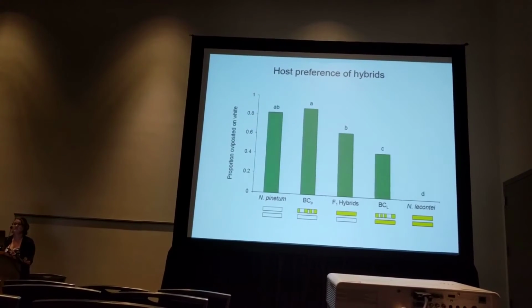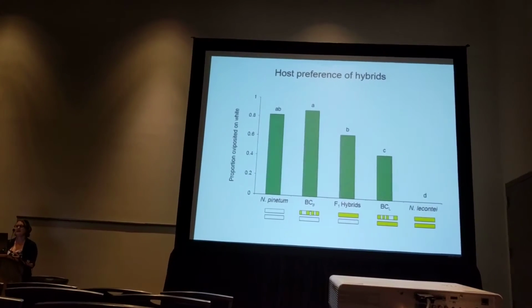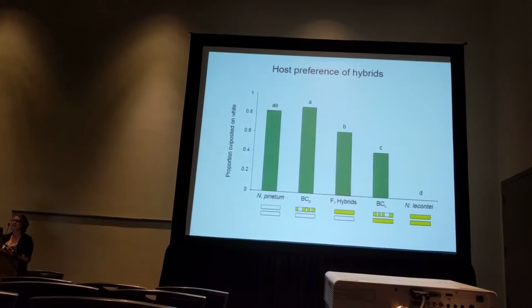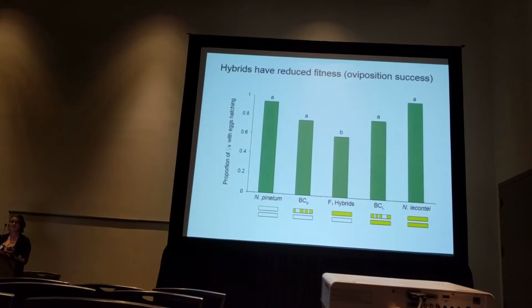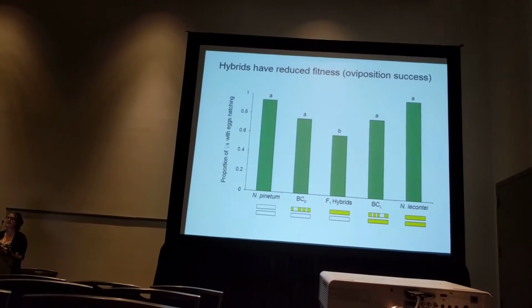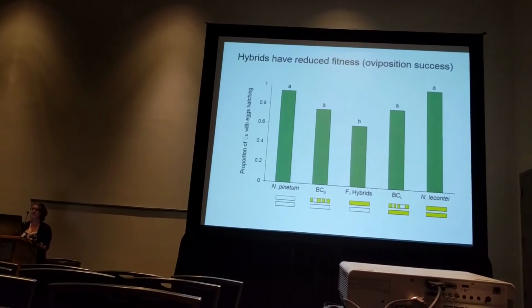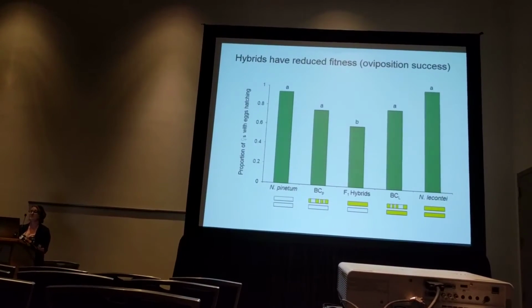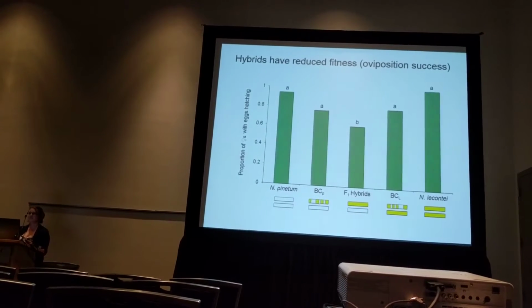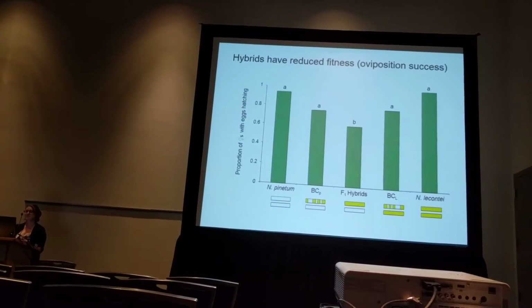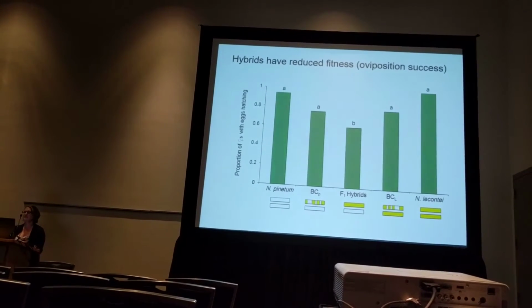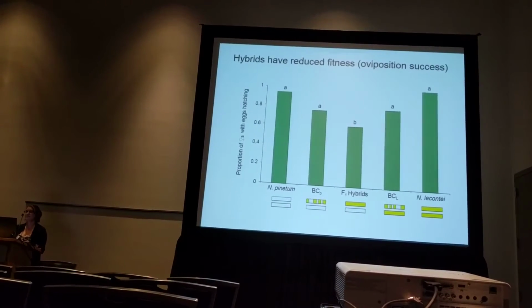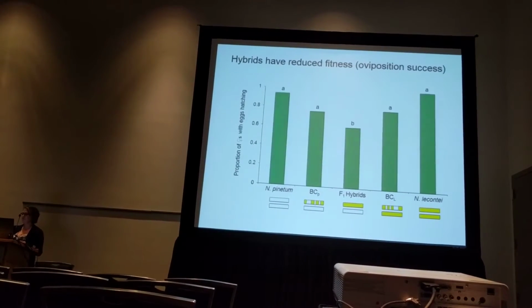And the first trait we were interested in was simply host preference, and we found that hybrids actually prefer white pine, and at least in this experiment, Lecontii never oviposited on white pine. We then looked at the fitness of these crosses, and since we were interested in the effect of oviposition traits on fitness, we used oviposition success as a metric for fitness. And we defined oviposition success simply as whether a female had eggs that hatched. And as you can see, the hybrids do have reduced fitness, suggesting that there is postzygotic isolation.